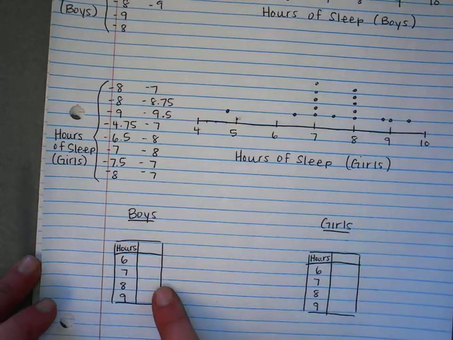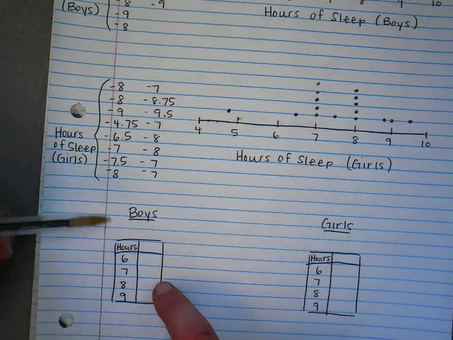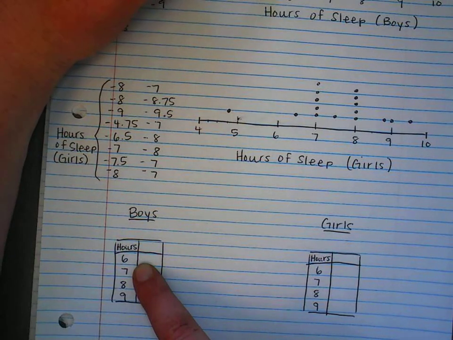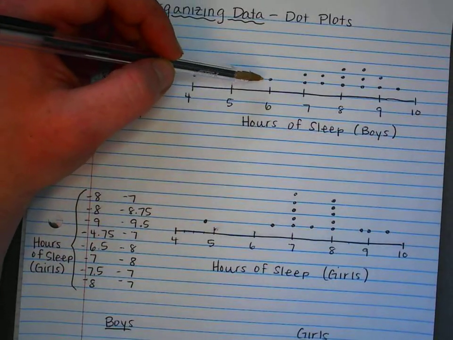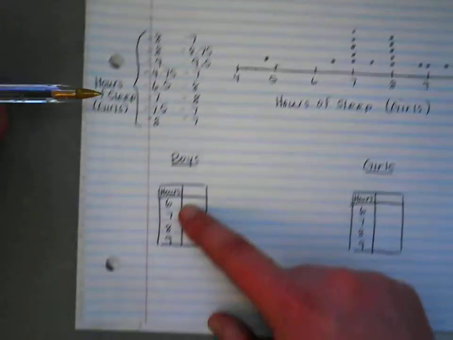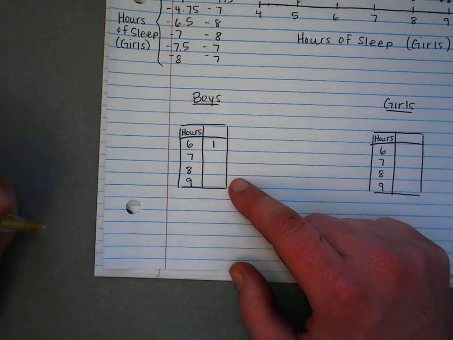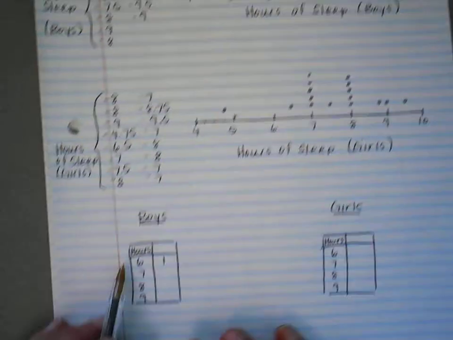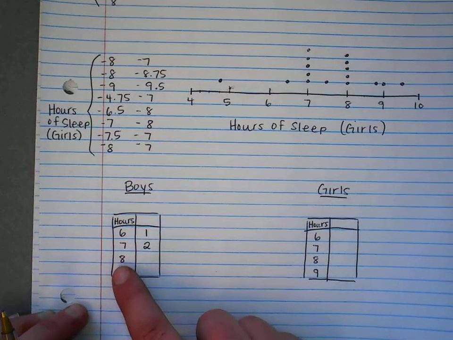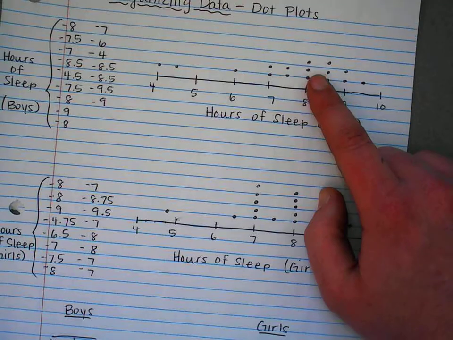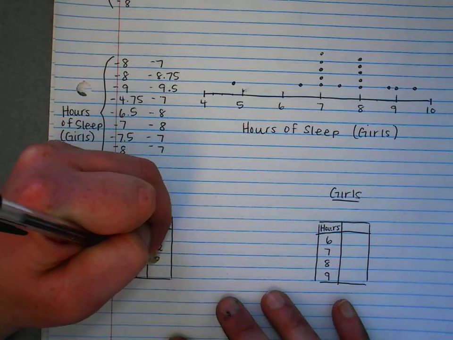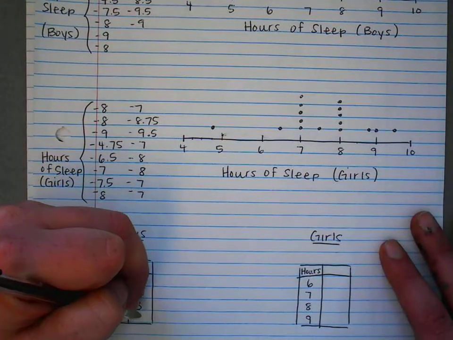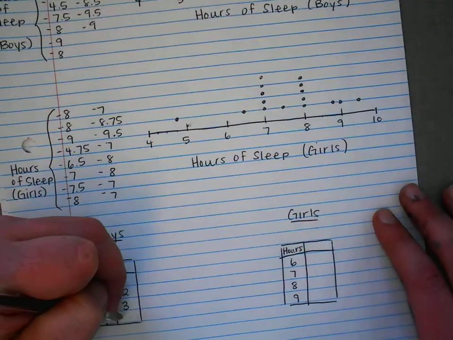On this side of the table, I am going to record how many times I see 6 hours. If you look up here at the boys, 6 hours only occurred once. Only one person got 6 hours of sleep for boys, so I'm going to put a 1 right there. How many boys got 7 hours of sleep? Looks like 1, 2 of them did, so I'm going to put a 2 there. How many got 8 hours? 1, 2, 3 people did. So 3 boys got 8 hours of sleep. And 2 boys got 9 hours of sleep.